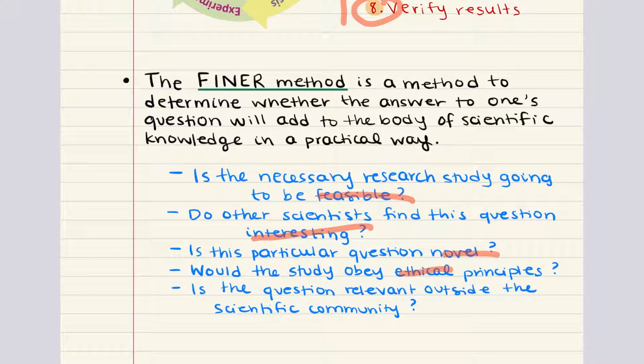Finally, the question should also be relevant. This means that the research should have practical implications or contribute to broader scientific understanding. So, for example, a study on light and plant growth could be highly relevant for improving agricultural practices or indoor farming. So, by combining the systematic steps of the scientific method with the evaluation framework of the FINER method, researchers know that their work is not only well structured, but it's also impactful.